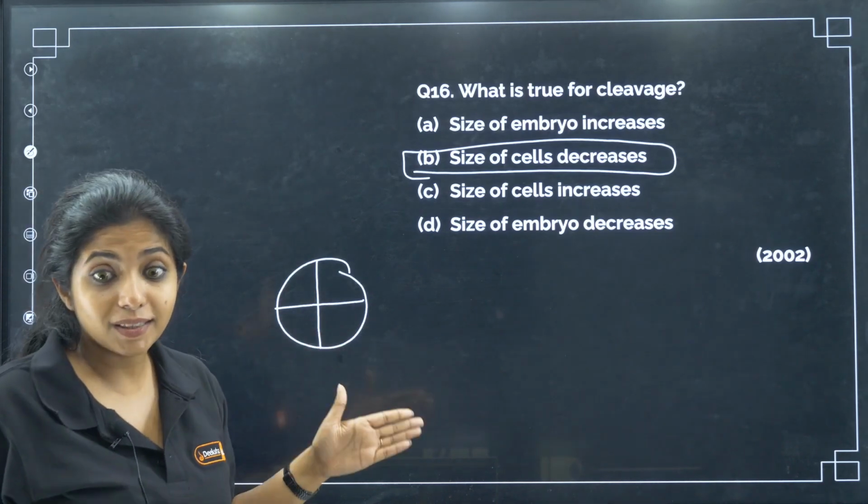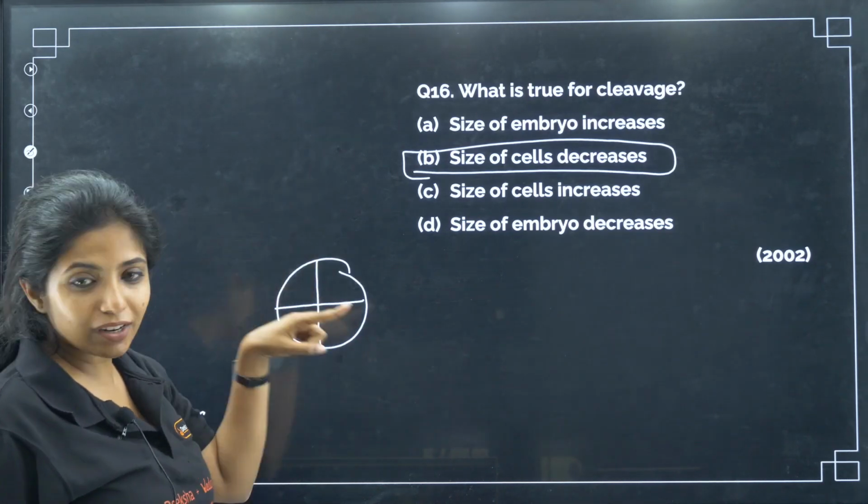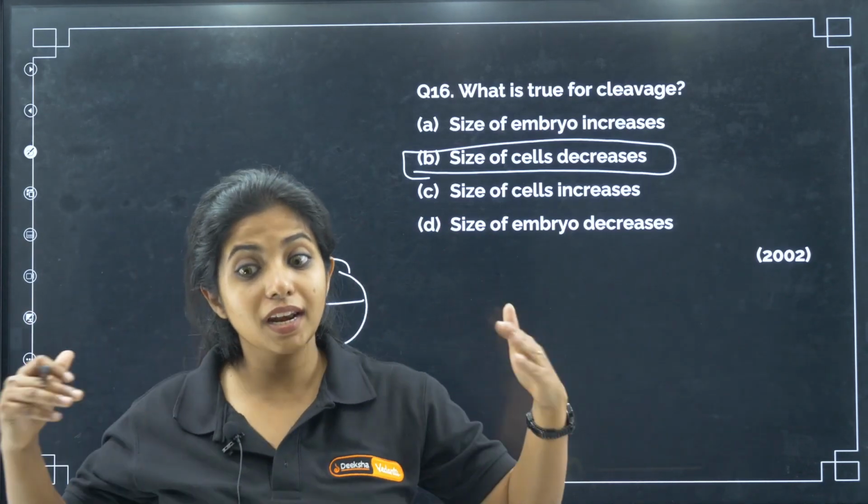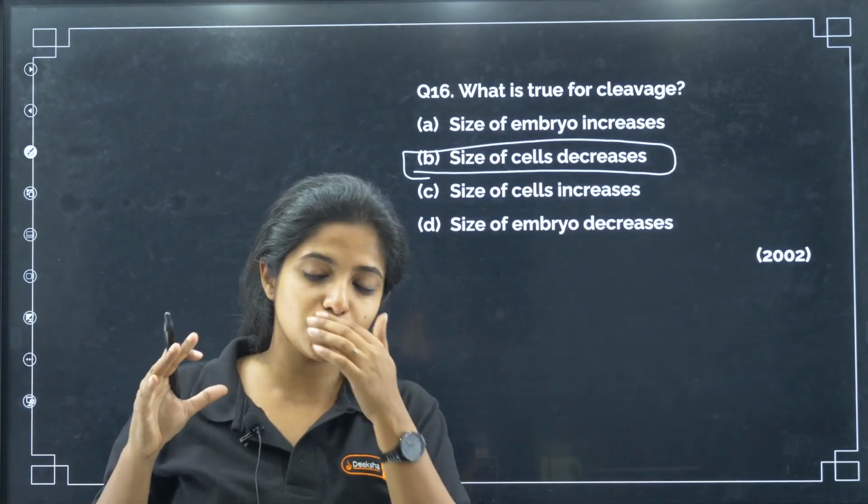What about the DNA? DNA would be more. Initially you just have one cell, one copy of DNA. Now you have 2, then you have 4. So DNA amount would be increasing, but the size of the cell is going to decrease.